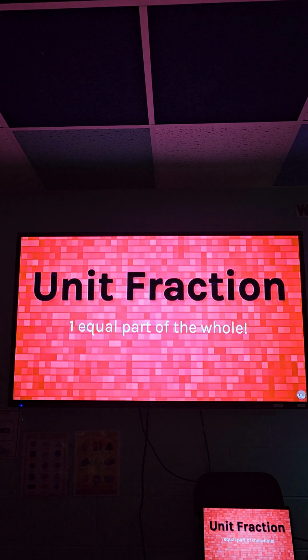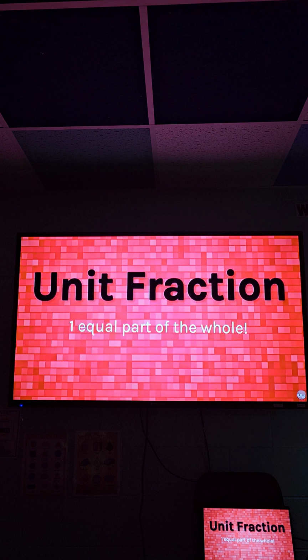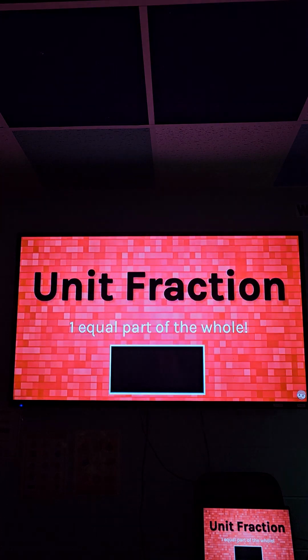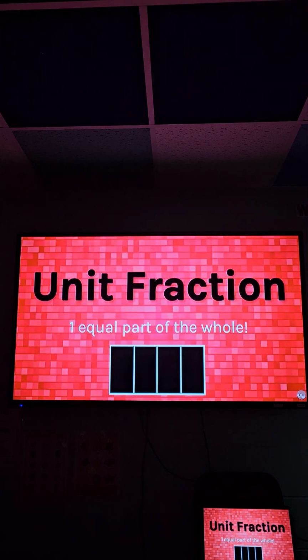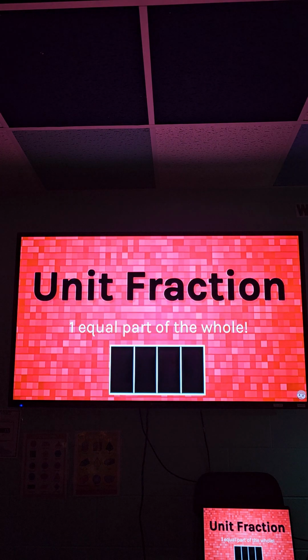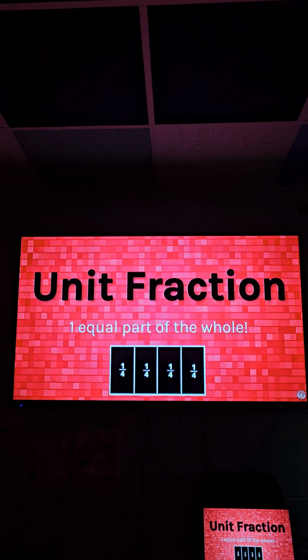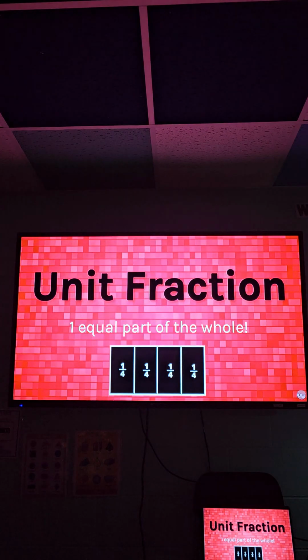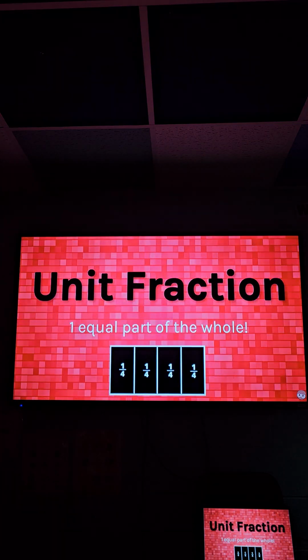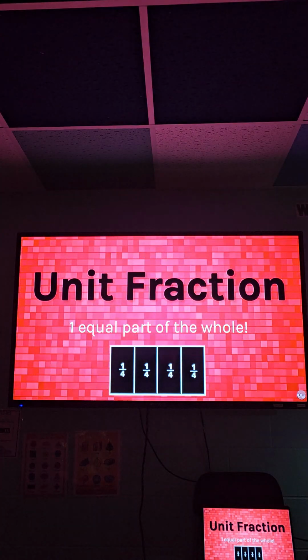But here's a quick overview, all right? A unit fraction is one equal part of the whole. If I have one whole and split it into 4 equal parts, I have made fourths, right? Each of those pieces now has a value of 1/4. 1/4 is my unit fraction. It is the building block of my whole. To make the whole, I would need 4 1/4, right?